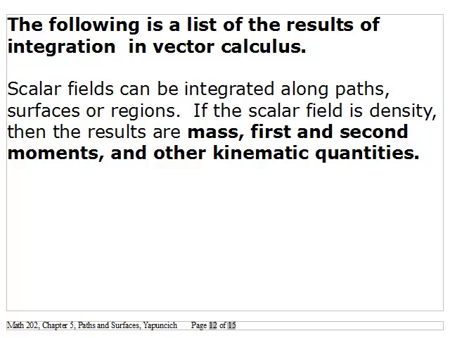Now if you make an integration over the region or over the boundary, some of these have special names and physical significance. If you're talking about a scalar field, you can integrate it, of course, along a path, over a surface, over a region, and it has the names or the significance of being mass, first and second moments, and other quantities if the scalar field is density. Okay. We have other results if we're talking about a vector field.